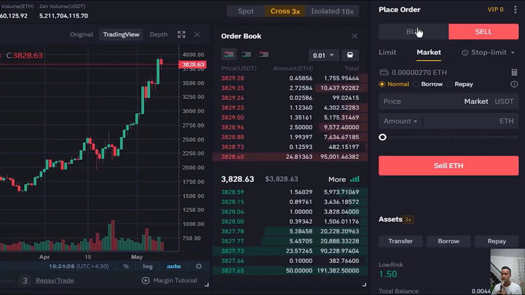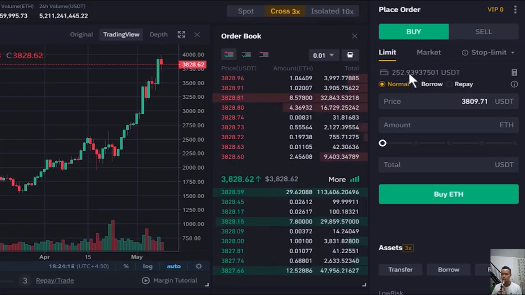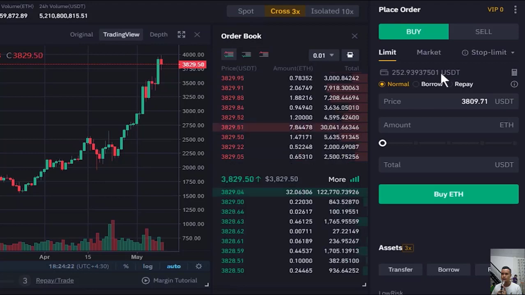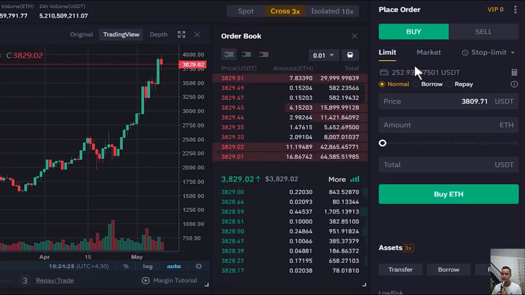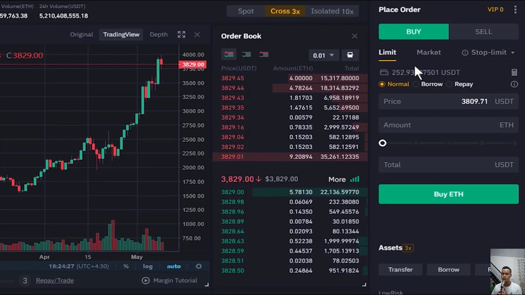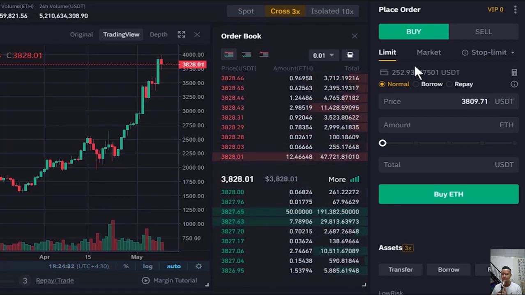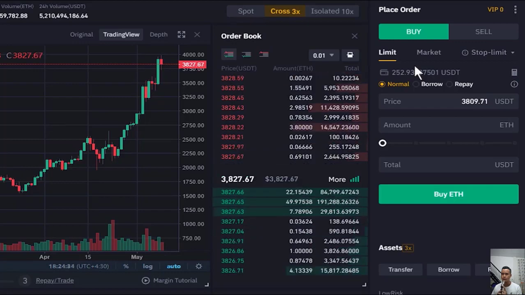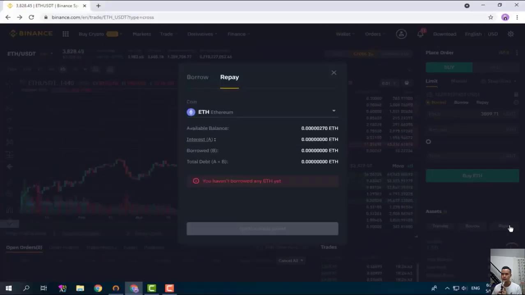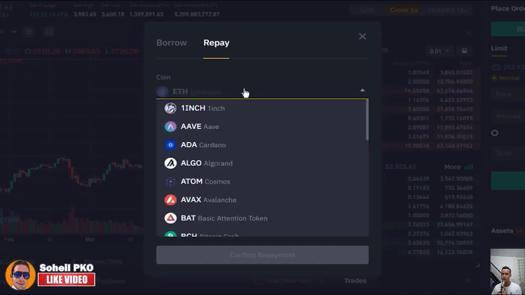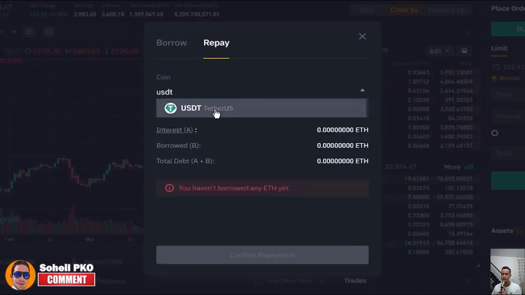And now if you go to the buy tab, you see that we have USDT available for trading because we sold our BTC and ETH. But this also includes borrowed money, and every hour interest is added to our total debt. So we must repay our debt if we don't want to enter another trade. We click on repay. ETH is already selected and it says you haven't borrowed ETH yet. We borrowed USDT, so here we search USDT, clicking on this.